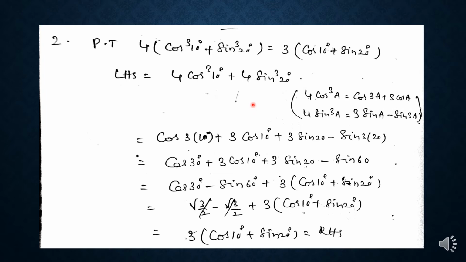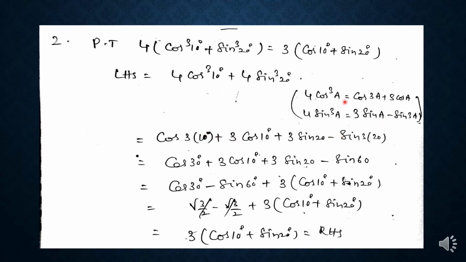So here in this problem we applied the cos 3a formula and the sin 3a formula. Cos 3a is equal to 4 cos cube a minus 3 cos a. So from that formula we can write 4 cos cube a is equal to cos 3a plus 3 cos a. Similarly, from the sin 3a formula, what is sin 3a? Sin 3a is equal to 3 sin a minus 4 sin cube a. So 4 sin cube a can be written as 3 sin a minus sin 3a.